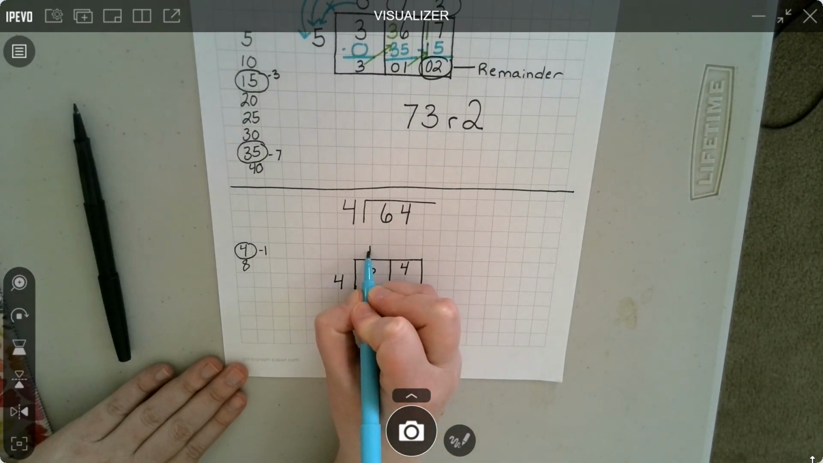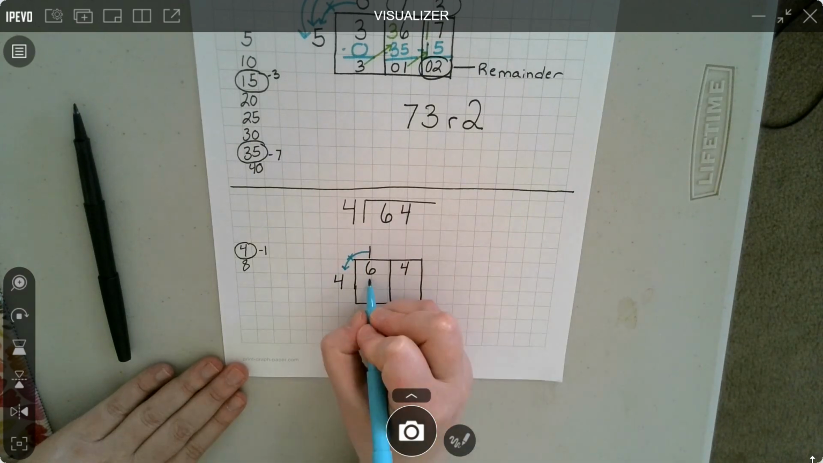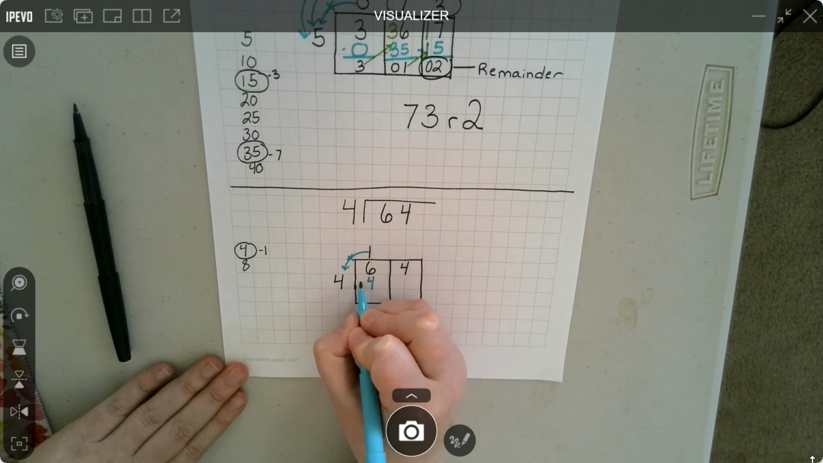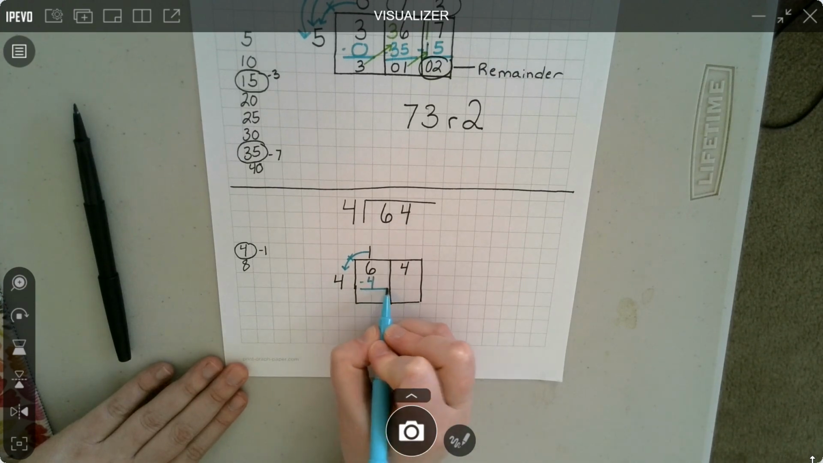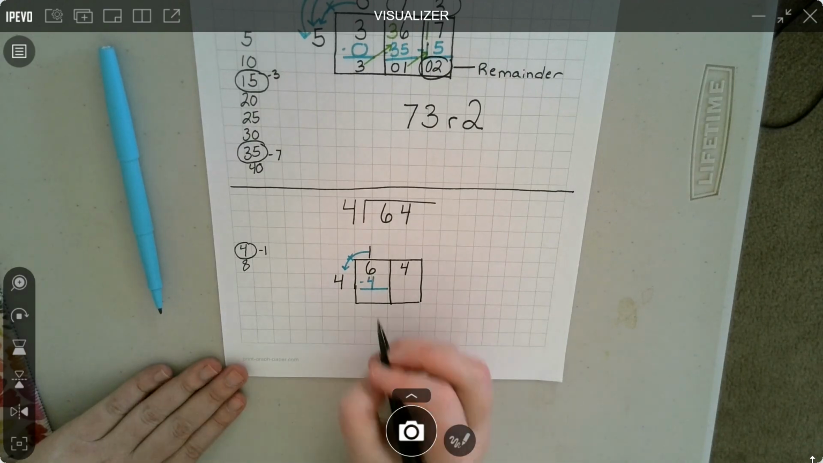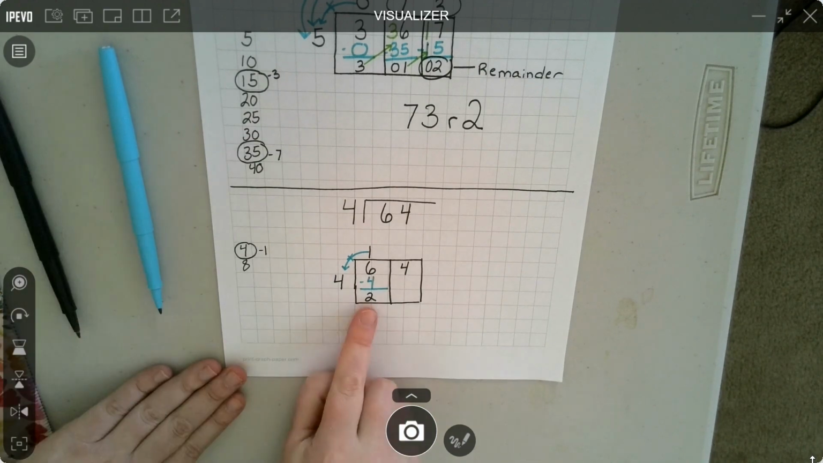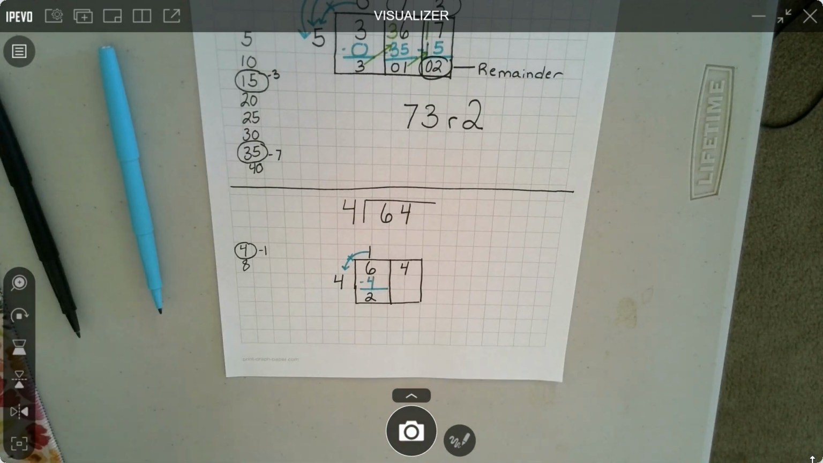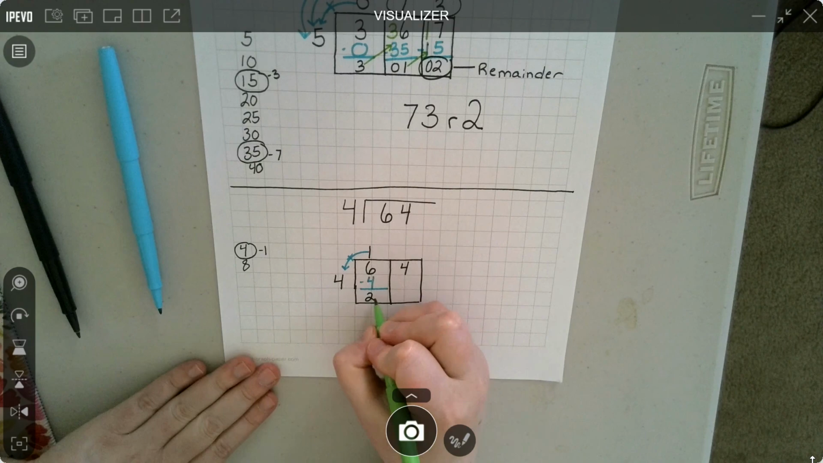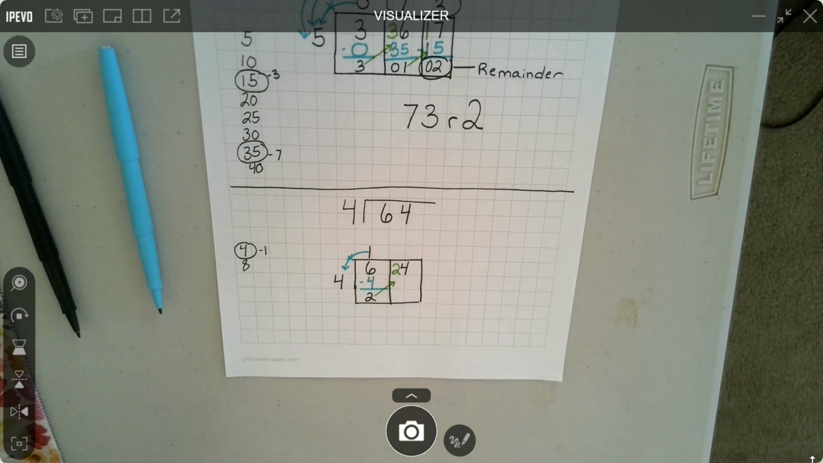So then 1 times 4 is 4. I'm going to subtract it out of that 6. So 6 minus 4 is 2. Very good. Since I have some little pieces here left over from that, I'm going to drag that 2 up to the 4. And I'm going to put it in front of the 4. So now it is a 24.